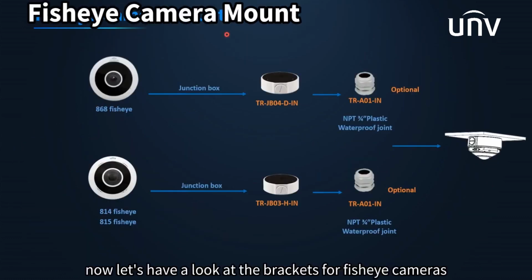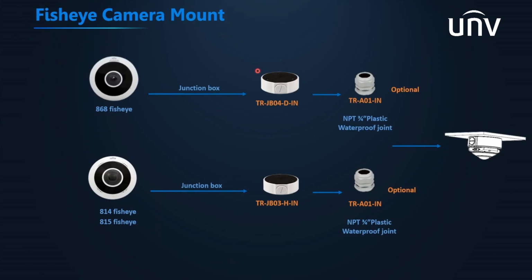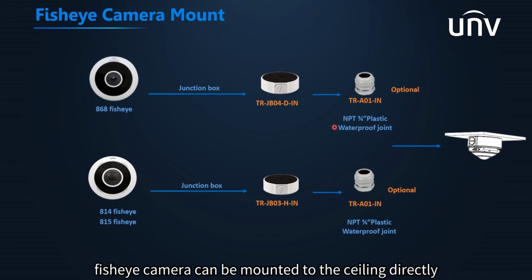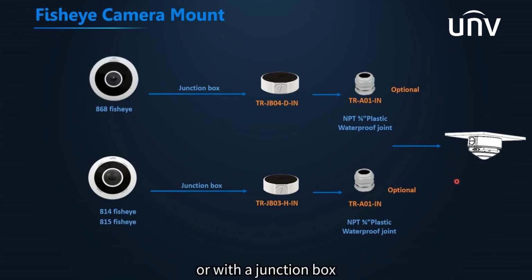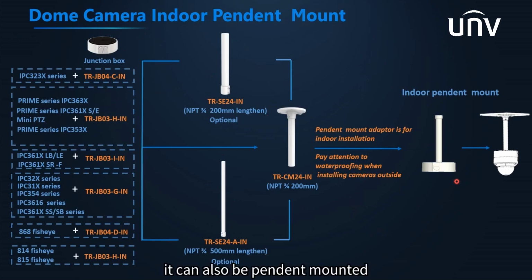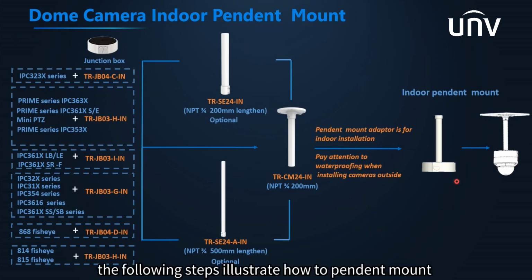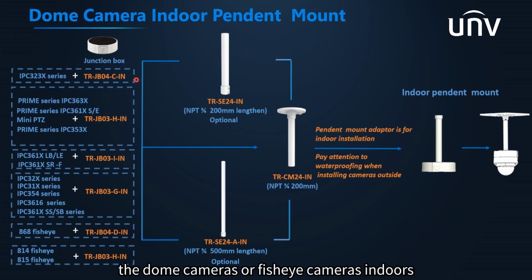Now let's have a look at the brackets for fisheye cameras. Fisheye camera can be mounted to the ceiling directly or with a junction box. It can also be pendant mounted. The following steps illustrate how to pendant mount the dome cameras or fisheye cameras indoors.